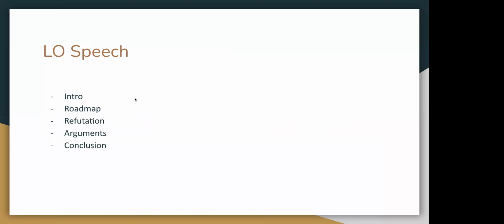An LO speech is a little bit more complicated. Intro, roadmap, this is going to stay constant throughout, right? And then you do your refutation of all the points that were made by the Prime Minister. You do your arguments after for your specific side, and then you conclude this speech.